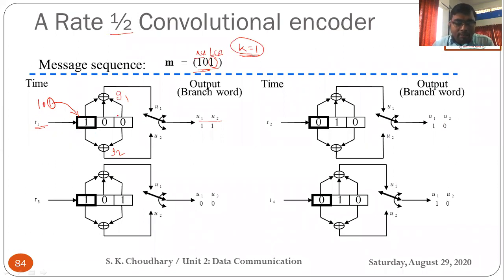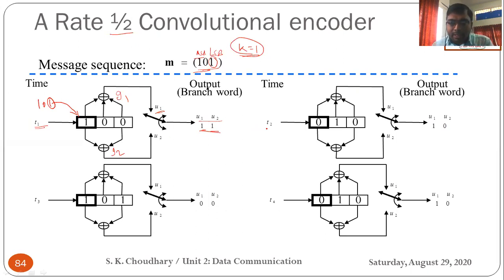Now what is the value of U1? 1 plus 0 plus 0, that means 1. Again here U2, 1 plus 0 plus 0, sorry, 1 plus 0, again it is 1. So the output bits would be updated. For the T1 time it is 1 1.